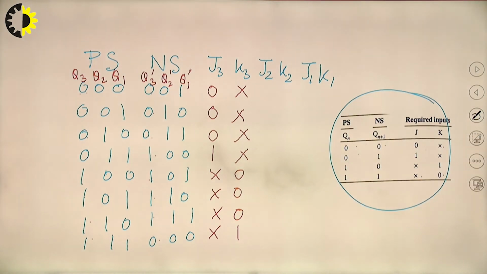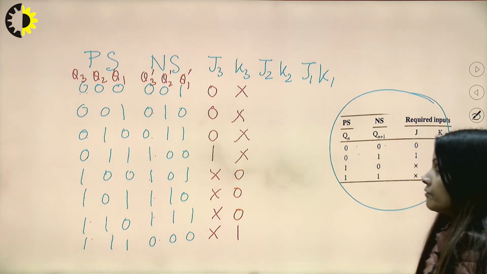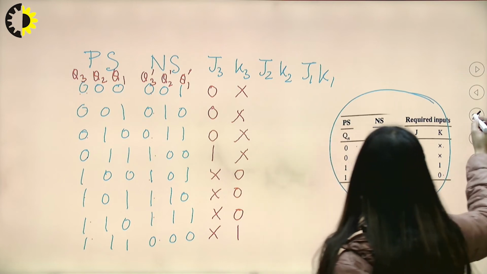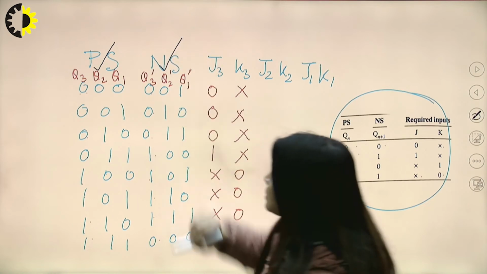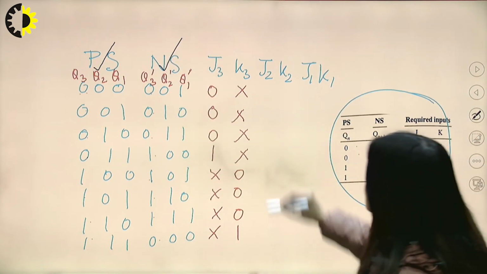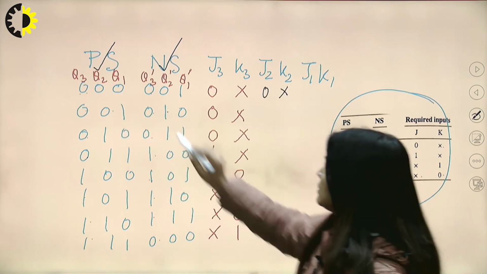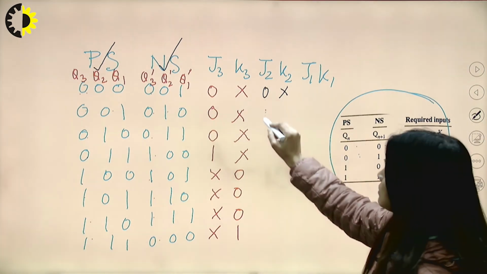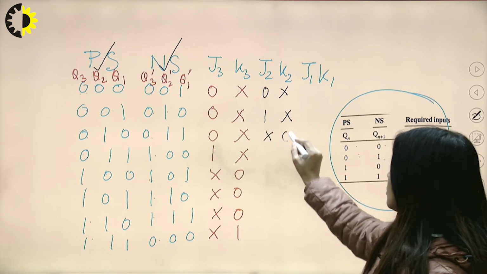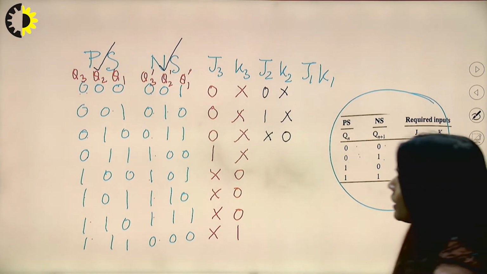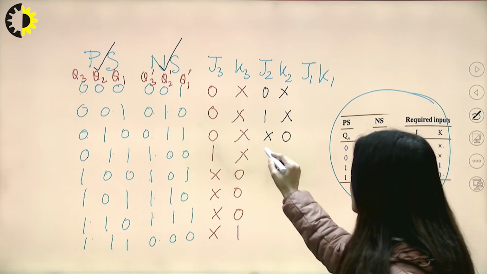So we have written for J3 K3. Okay. Similarly, we will check Q2 and Q2 dash. So for 0 0, it is 0 cross. For 0 1, it is 1 cross. For 1 1, it is cross 0. Again for 1 0, it will be cross 1.